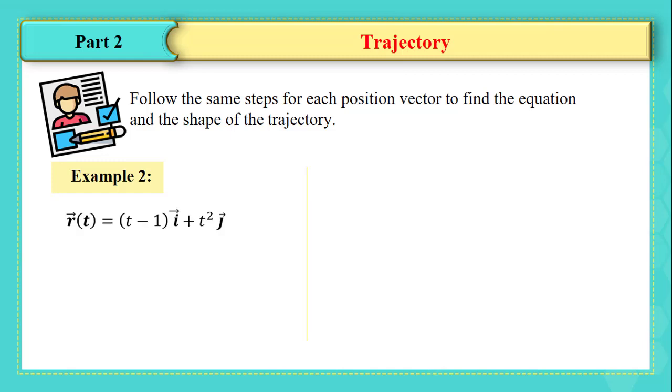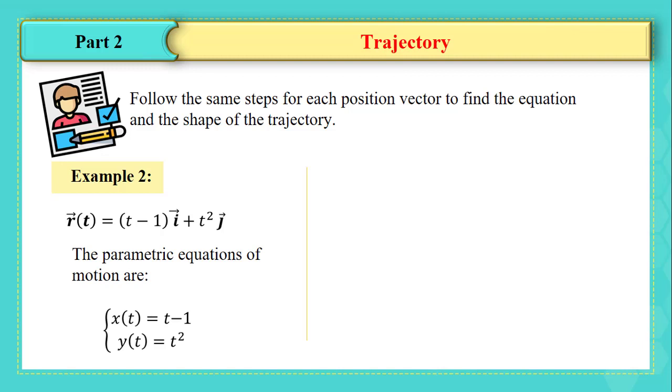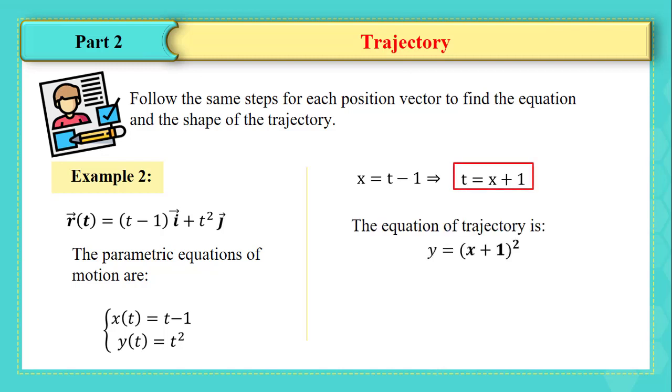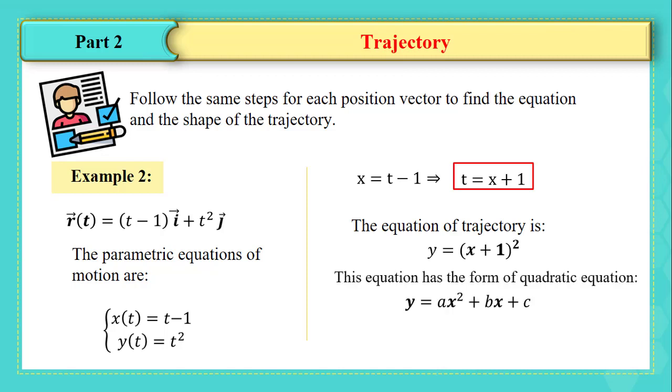Example number 2. r of t is equal to (t minus 1) i plus t squared j. The parametric equations of motion are x of t is equal to t minus 1 and y of t is equal to t squared. By choosing the parametric equation x of t, we find that t is equal to x plus 1. While substituting it in y of t, the equation of trajectory will give y is equal to (x plus 1) all squared. This equation has the form of the quadratic equation. Then we conclude that the trajectory is also a branch of a parabola.